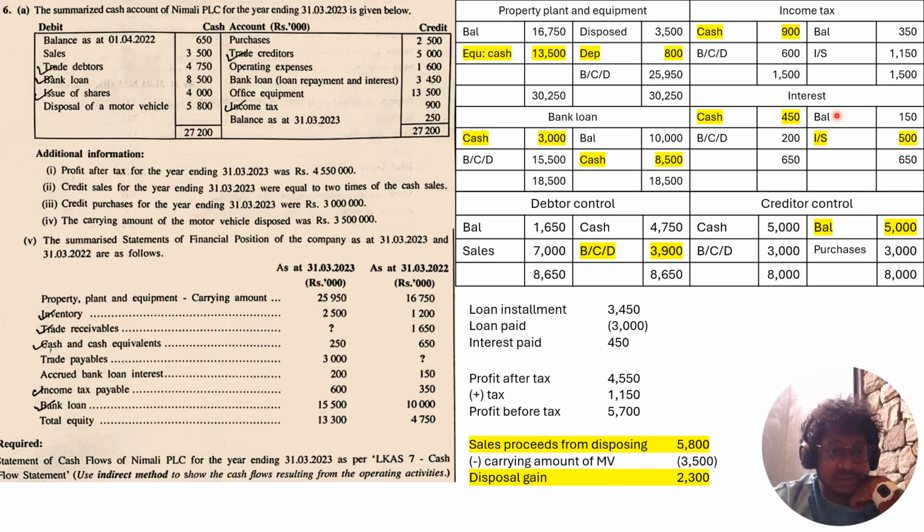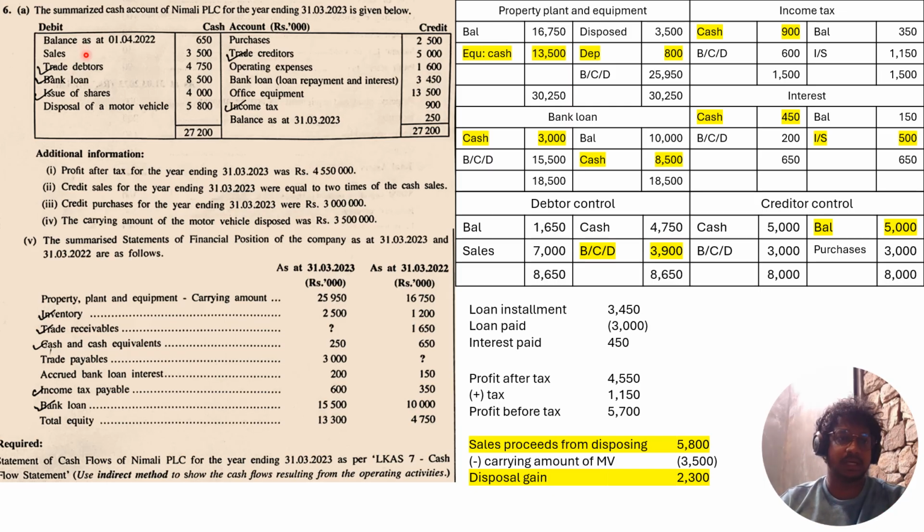Interest payable is given at opening and closing. The interest paid is 450, which you found from here. Then the interest recorded in the income statement is 500. This interest recorded in the income statement, you should add in the adjustments to the profit before tax. So these are the adjustments.